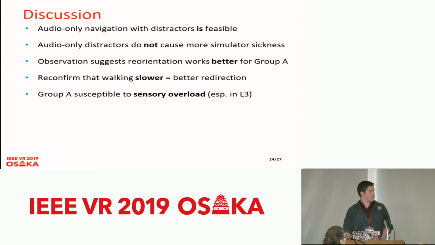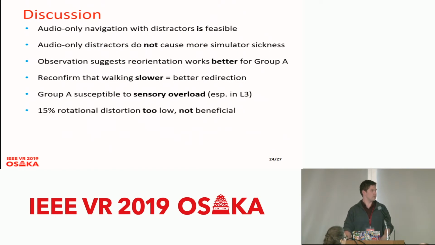The audio-only group, which we call Group A, is susceptible to sensory overload, especially in the traffic scene, which has so many audio sources. It took them much longer than the groups with vision to figure out what they were supposed to be doing and to localize all the audio sources and to create a mental map of the space. So this was very difficult for this group specifically.